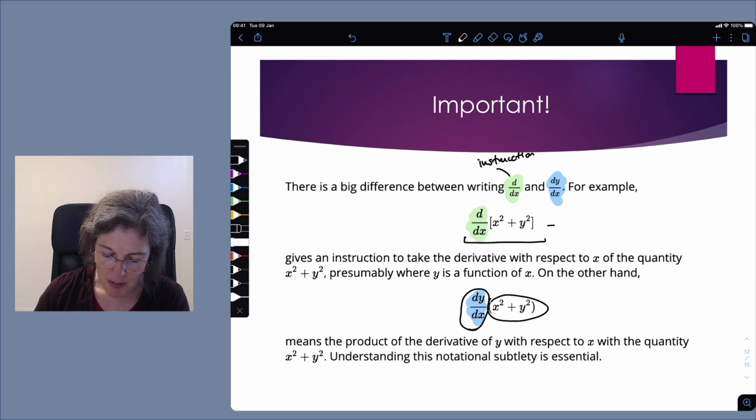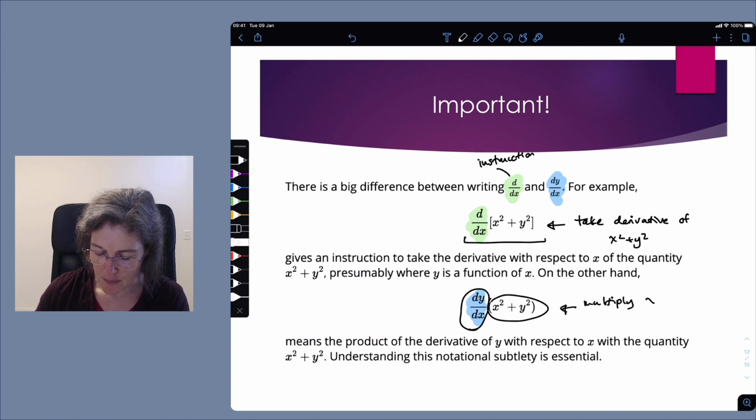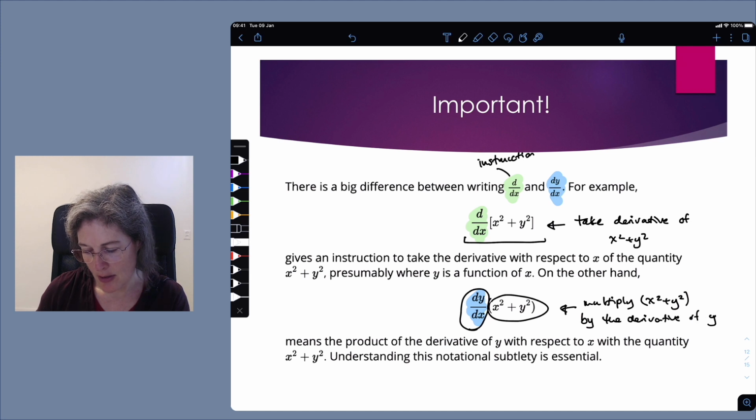So over here, this would read as take the derivative of x squared plus y squared. This thing over here says multiply x squared plus y squared by the derivative of y with respect to x. Okay, so just be picky about your notation. If you want to write down that I'm about to take the derivative, I'm going to take the derivative of this thing, here is the notation that you use. But if you're referring to a derivative that you've taken, then you use that notation. All right.